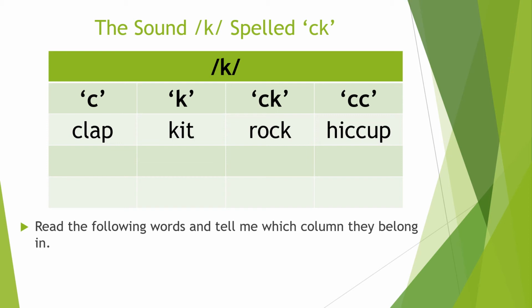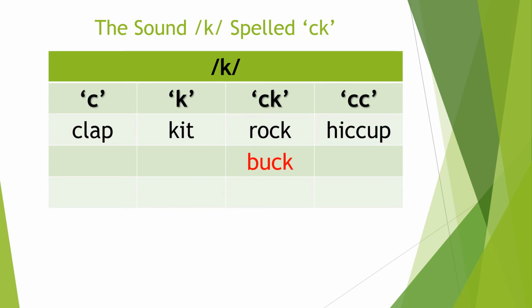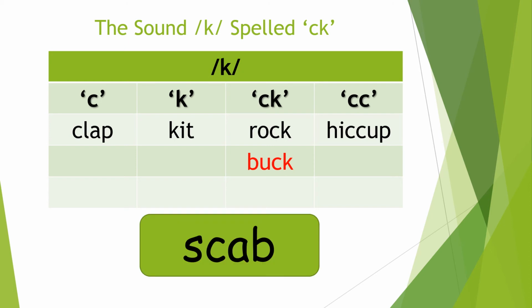Read the following words and tell me which column they belong in. Here's your first word. Tap it out if you need to. Which column does buck belong? Buck belongs in the CK column because it has the CK at the end. Let's do another. Read the word. Scab. What column does scab belong in? Scab belongs in the C column.